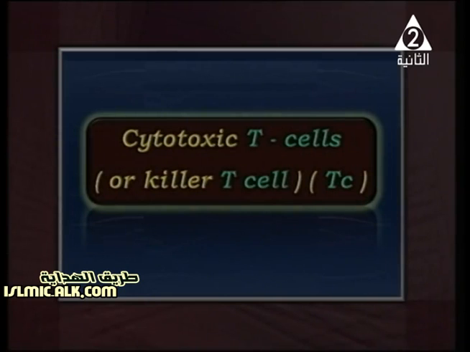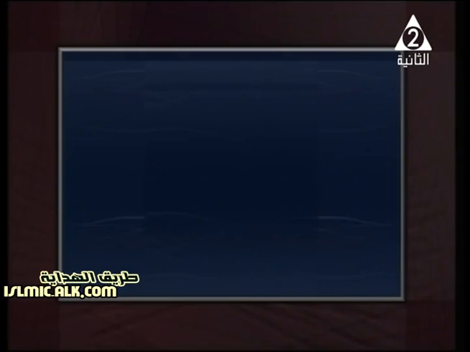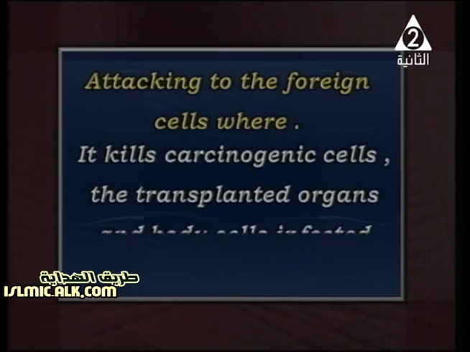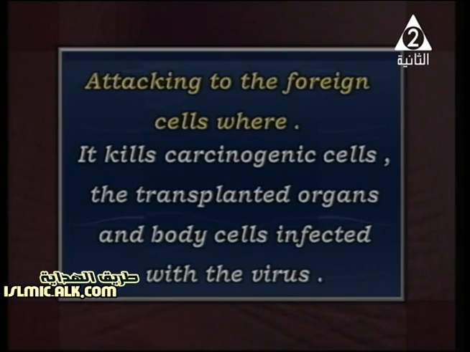Cytotoxic T cells or killer T cells attack the foreign cells. They have a sharp function here, and after that it kills carcinogenic cells. Carcinogenic means the cells that we sometimes suspect are infected with cancer. Carcinogenic cells are liable, or very weak, to become cancerous cells, and sometimes they are already cancerous cells.